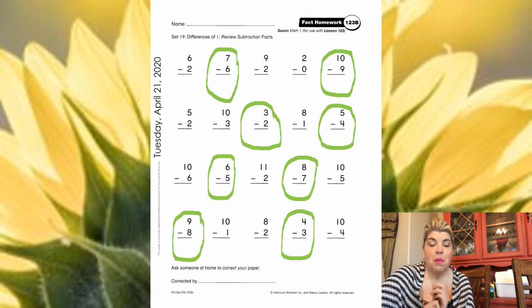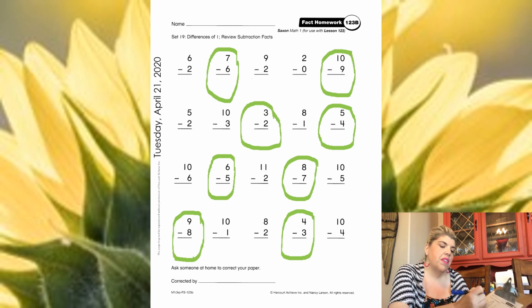I want you to get out a crayon or a marker, and now we're going to go over answers all together. Remember, if you got it right, you're going to give yourself either a dot or a check, whatever you did in your other classroom. If you got it wrong, you're going to cross it out and write the correct answer. If you left it blank, you're going to fill in the correct answer, okay? Are you ready? Let's do the first one.